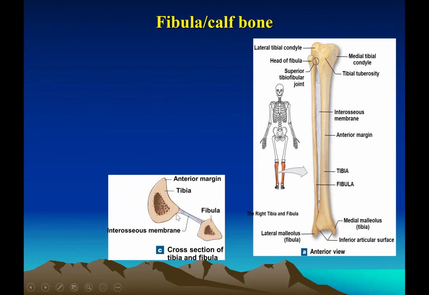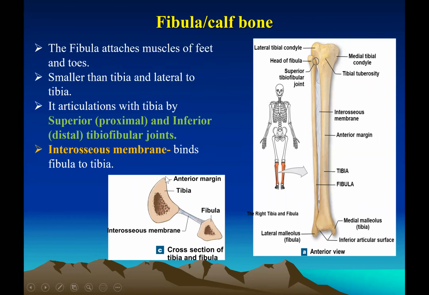And here you can see in the cross section, you can see the tibia, the larger one, and the fibula. They are held together by intraosseous membrane. You can also see the compact bone and the spongy bone. Oh, you can see the anterior margin of the tibia here. So this also has the head region, the shaft, and the distal region. It has the lateral malleolus here. So the malleoli are important in stabilizing the ankle bones.